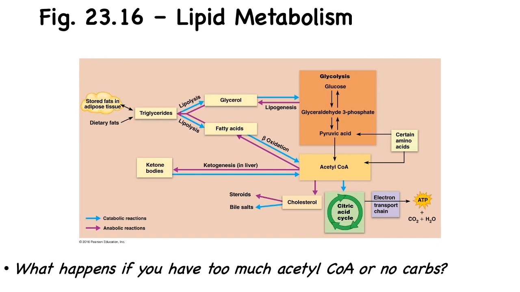Let's review. What happens if you have too much acetyl-CoA or a diet that has no carbs? Remember, elevated levels of acetyl-CoA, which can result in a no-carb diet because the citric acid cycle shuts down, will stimulate ketogenesis and the production of ketone bodies. This can lead to ketoacidosis if the levels of ketone bodies are elevated. This occurs during uncontrolled diabetes mellitus, starvation, and a no-carb diet.